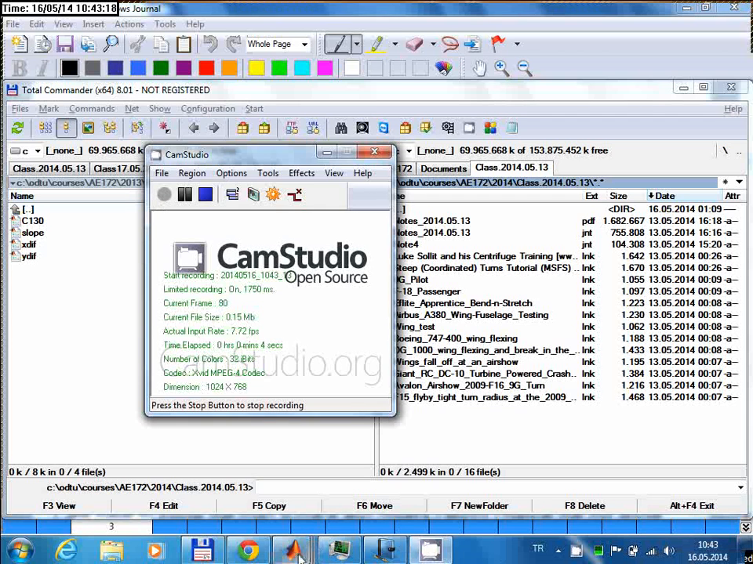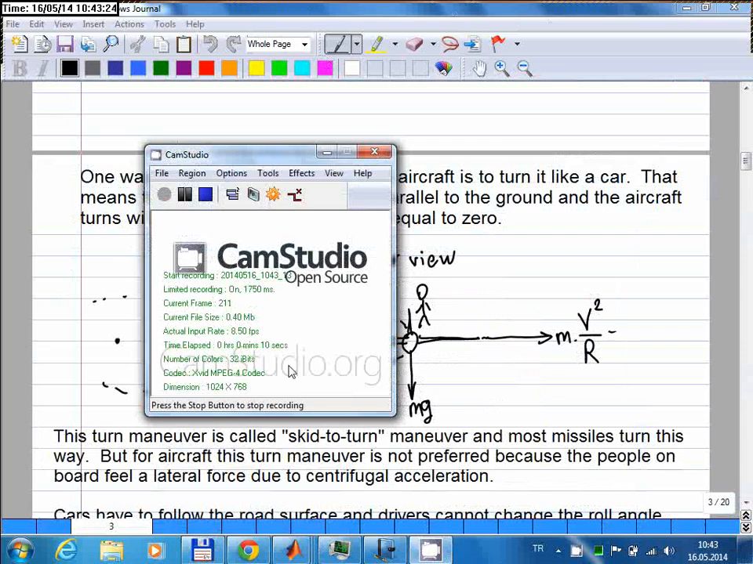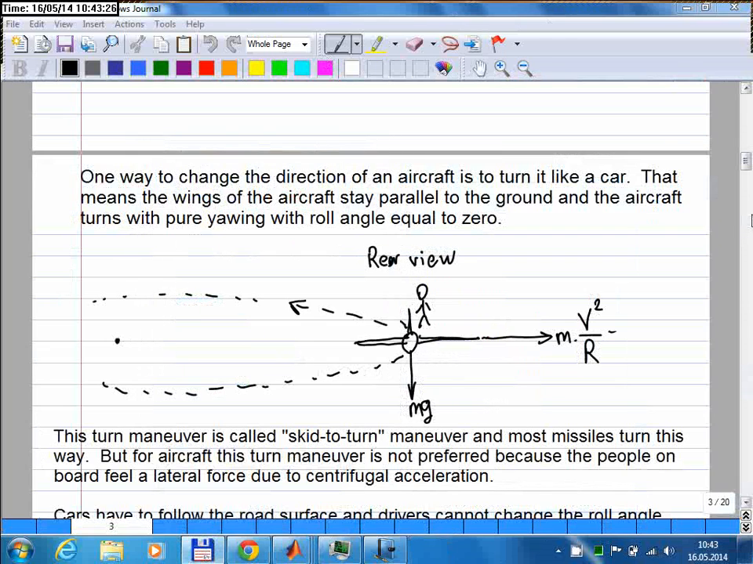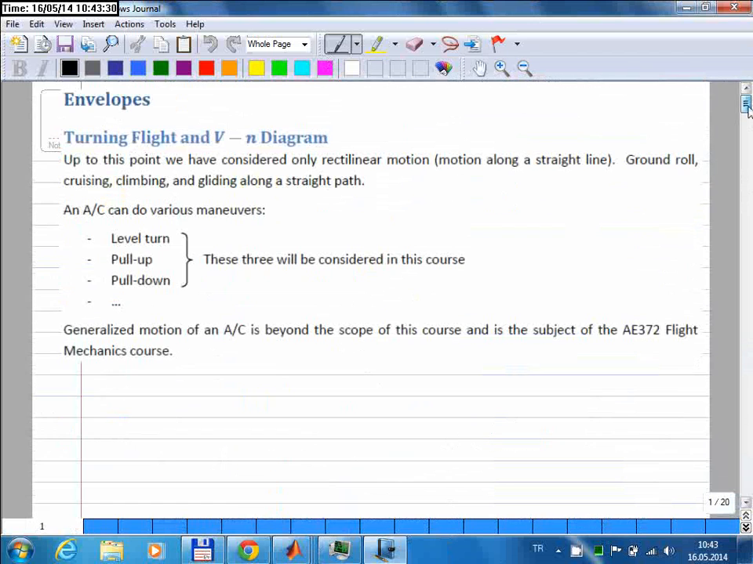Okay, so welcome. Today I'm going to continue with the turning performance. So let me quickly remind you what we discussed on Tuesday. These are the things that we are covering right now: turning flight and the VN diagram. This VN diagram is an important diagram in aircraft performance. It is also referred to as the flight envelope of an aircraft.